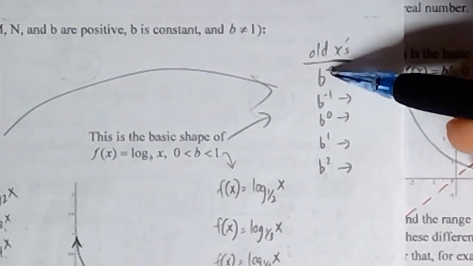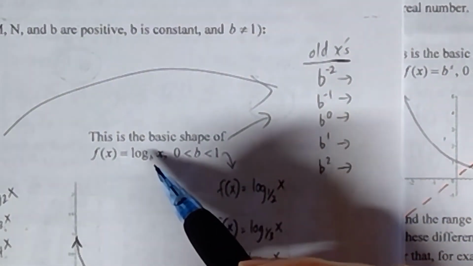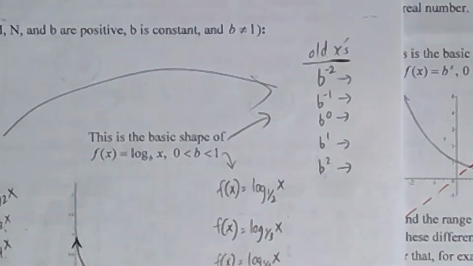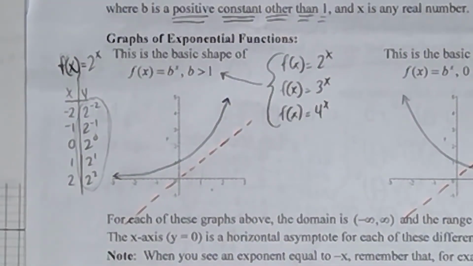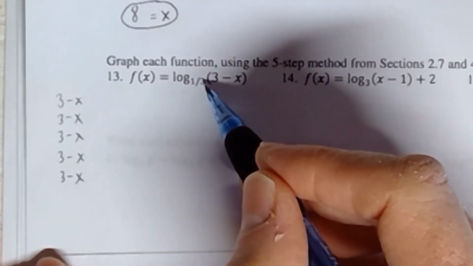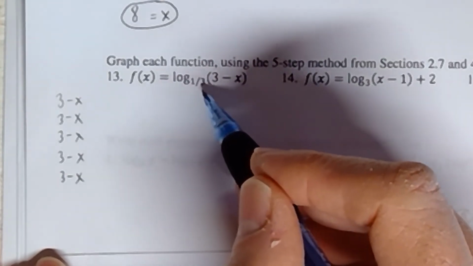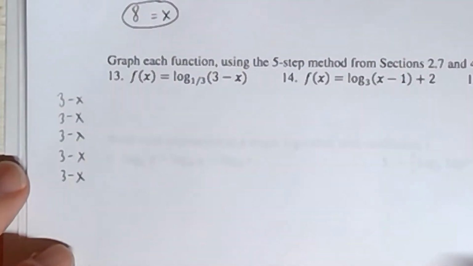These are going to be the old x values that you're going to use any time you have a log that you're trying to graph, a function that has a log in it. So, for example, in this current problem, it would be 1/3 to the -2, 1/3 to the -1, 1/3 to the 0, 1/3 to the first, and 1/3 to the second. Let's figure out what those things are, off to the side here.